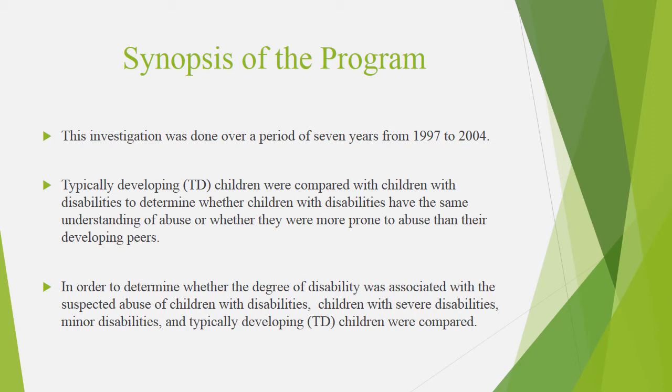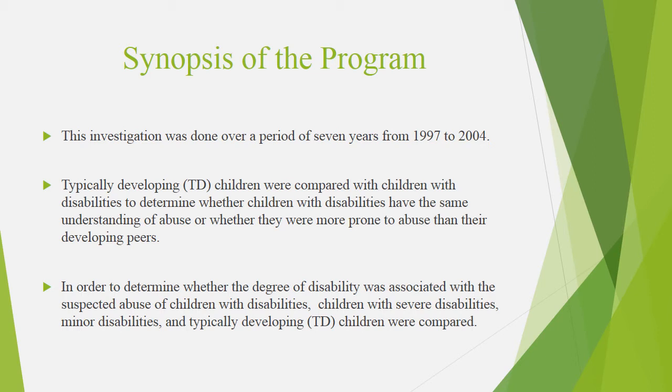Synopsis of the program. This investigation was done over a period of 7 years, from 1997 to 2004. Typically developing children were compared with children with disabilities, determining whether children with disabilities have the same understanding of abuse or whether they were more prone to abuse than their developing peers.